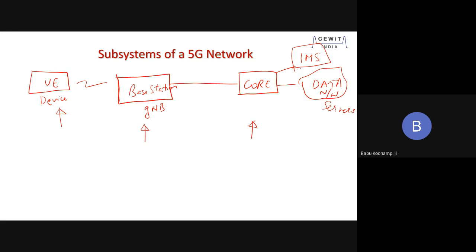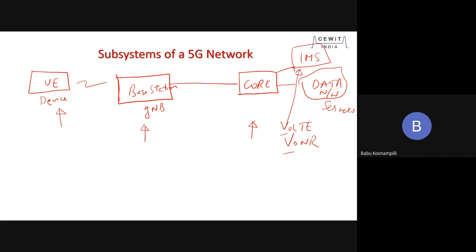IMS is primarily used, in our current situation, for voice over LTE in 4G, and in future it will be used for voice over NR, basically for voice, video and multimedia purposes. We use the IMS subsystem. There is a large set of servers with specific responsibilities and roles as part of the IMS, and the core connects to the IMS.